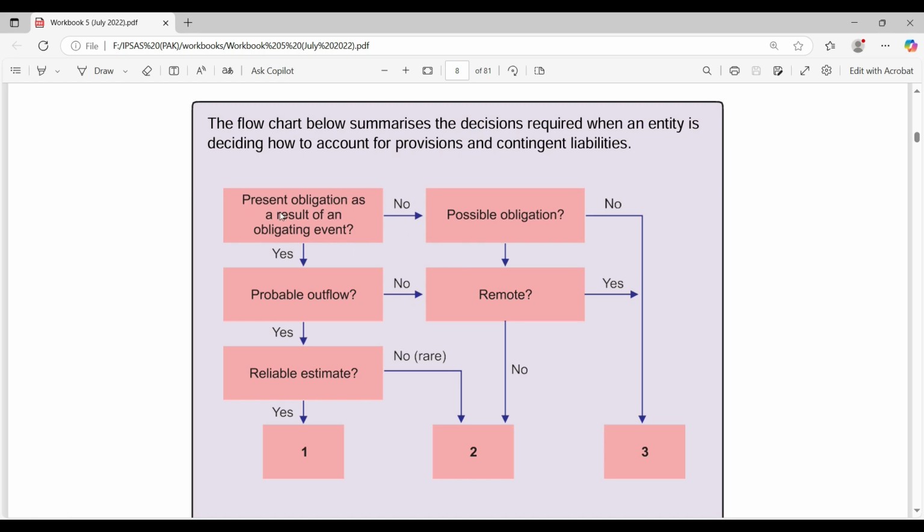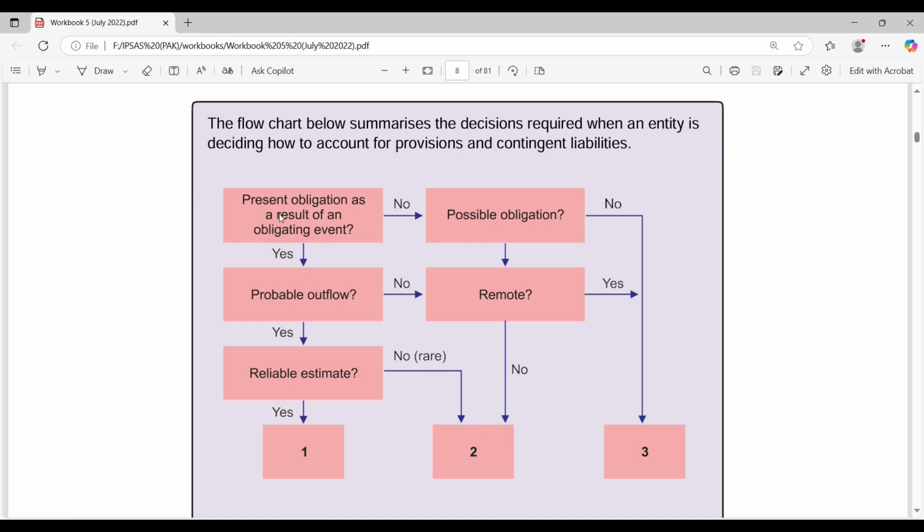Now see, present obligation as a result of an obligating event? No. Possible obligation? No. It means that there is a remote chance. It means that you do nothing. But if a possible obligation, yes, but remote, no, it means around 10-20%. Then you have a contingent liability.